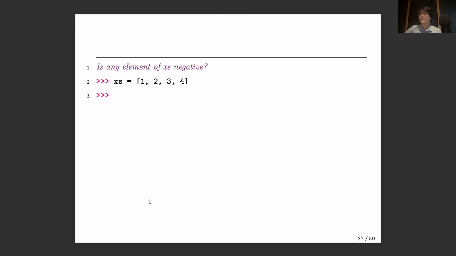Is any element of x negative? How do I ask that question? Well, are any of map lambda x less than 0 to x true? No.